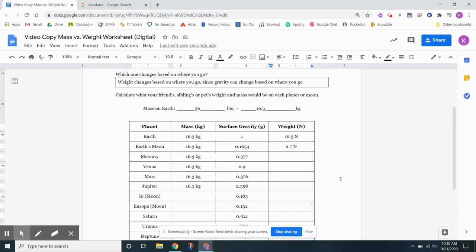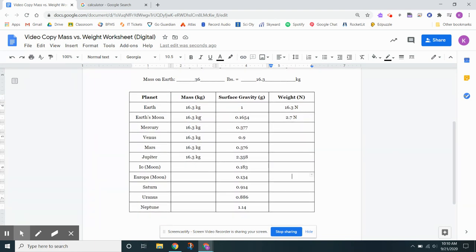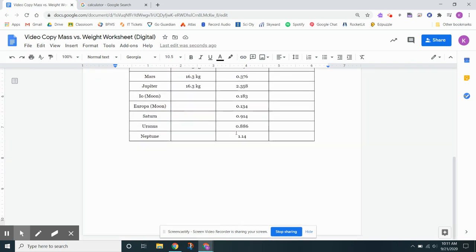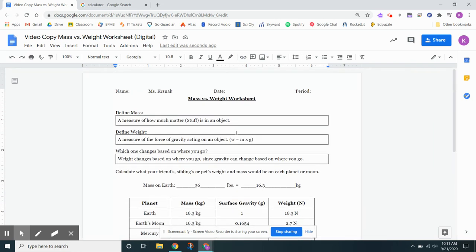Make sure you fill in the entire worksheet. Make sure that all of the columns you're typing into have a unit next to the number. Mass should have kilograms. The weight should have newtons. And don't forget to fill in your definitions that we went over and put the original mass conversion at the top. Once your document is completely filled in, you can submit this on Classroom. If you have any questions, let me know.